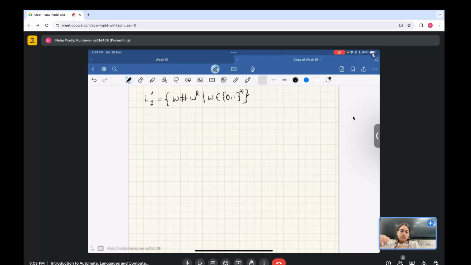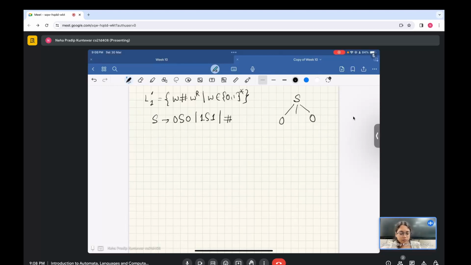Okay, suppose I want to write a grammar for this. What will I do? The simplest idea is that you write S gives 0 S 0 or 1 S 1, and end it in sharp. What this says is you are at the starting variable S, and if you generate a 0, I want to generate a 0 at the end.